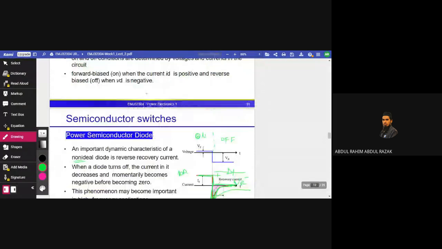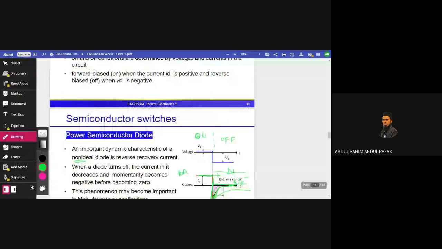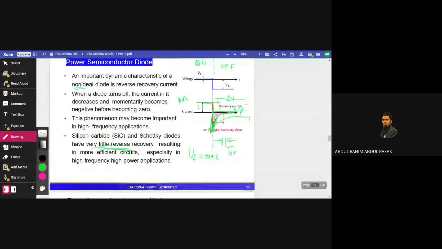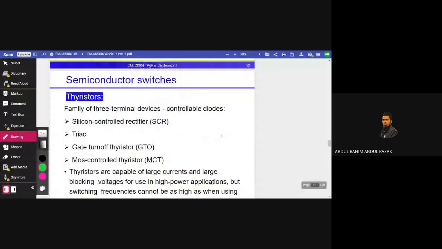So ideally, it will be on and off, on and off. But in practice, we have a voltage drop, we have a voltage breakdown, and we have reverse recovery time issues of the diode. So you have to take care of these in your design criteria.